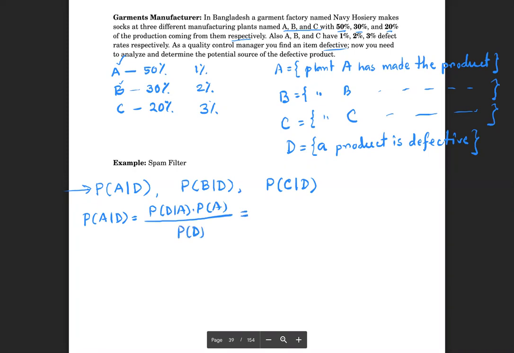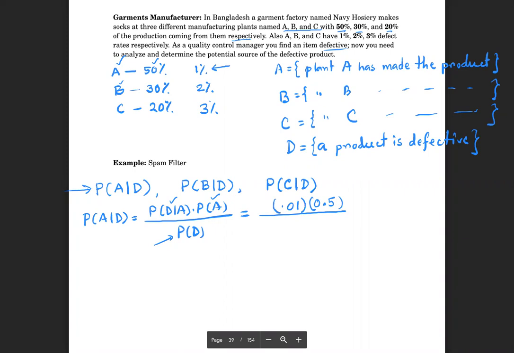Now we need to find all these numbers. Probability of defective, we don't know, we need to find it. The probability that plant A has made the product is easy, 50%. Now what is the probability that a product is defective, given that plant A has made it? That is also given to you. If plant A has made the product, the chance of it being defective is 1% or 0.01. So you have the top two numbers.